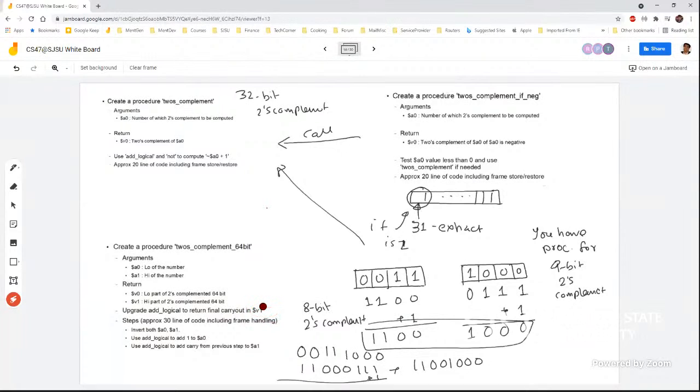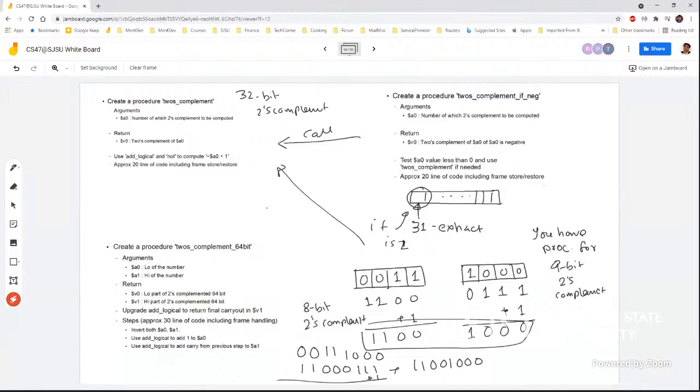So V0 is the summation, and let's upgrade the add logical to return the final carry out from the addition operation on the V1 register, so that you can capture it during this step and send it to this addition. Does that make sense, Troy?